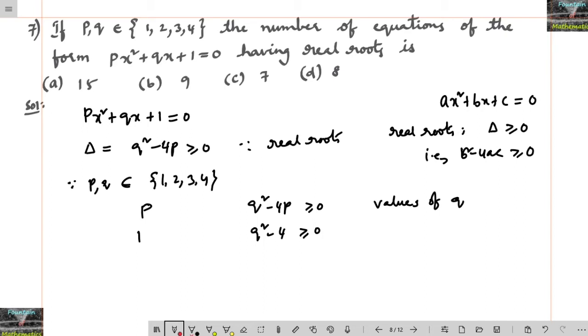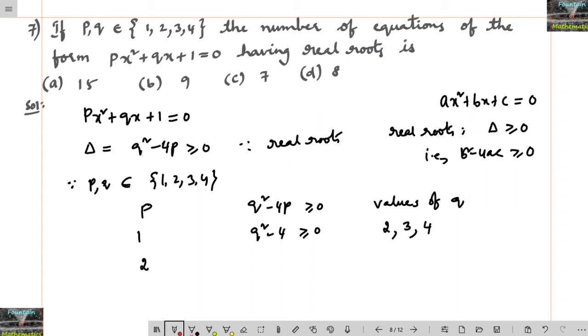For 2, 2 square is 4, 4 minus 4 is 0, which can be equal. So 2 is possible. For 3, 3 square minus 4 is 9 minus 4, 5, which is greater than 0, so 3 is also possible. And for 4, 16 minus 4 is 12, which is also greater than or equal to 0. So we can consider 2, 3, 4 as the values of q.